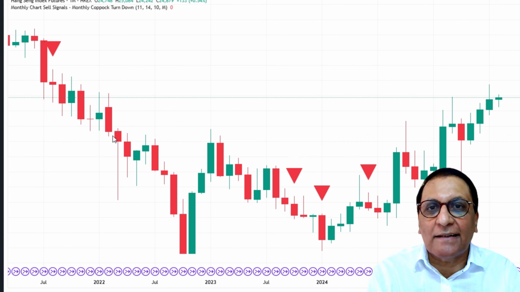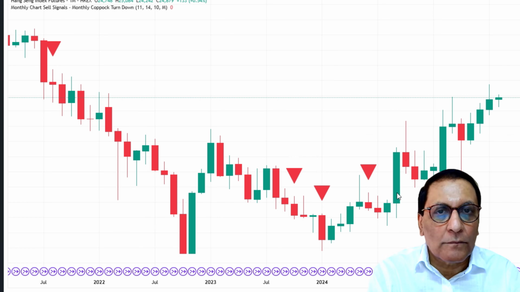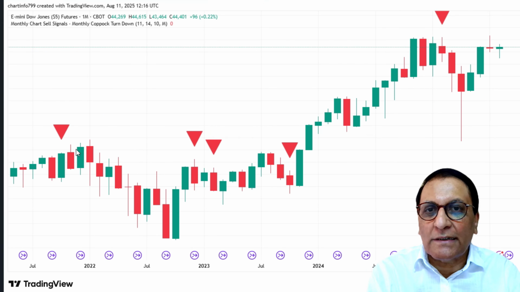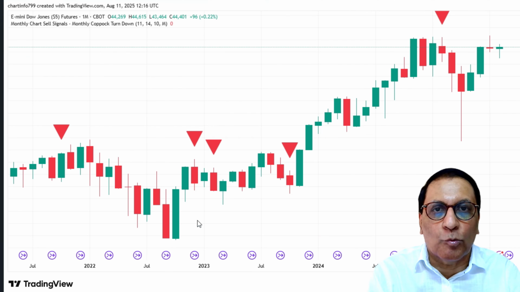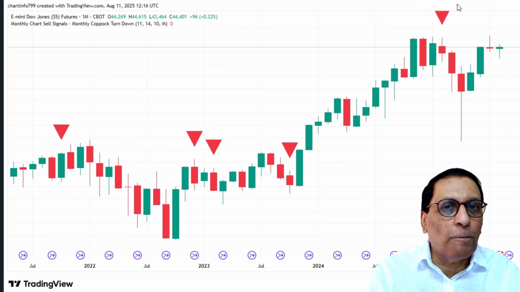On the chart of Hang Seng futures, the sell signal gave a fantastic move. The other moves did not work so well, although they did give good down moves. Finally, we look at the chart of E-mini futures, where the first arrow gave us a substantial down move. The next three arrows lapsed into a trading range, and the top arrow gave us a huge move on the downside.